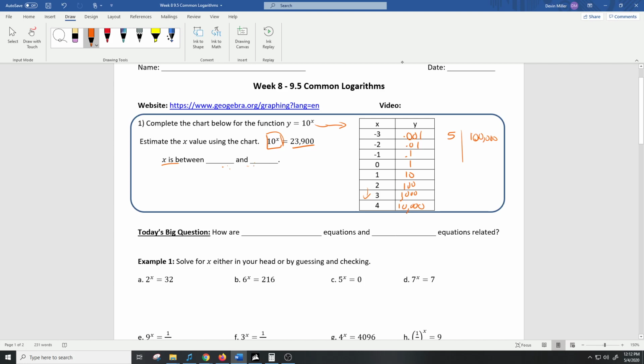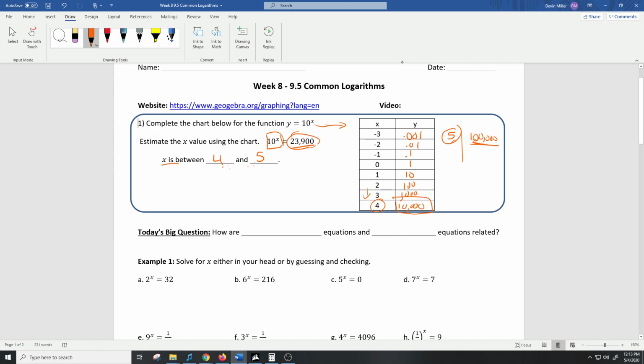If we look at the fourth power, 10 to the fourth, you get 10,000. That's not quite high enough, but it is close enough to the next number, which is 5, at 100,000. So we know that if we use 4, we get 10,000. If we use 5, we get 100,000. So it has to be somewhere in between the numbers 4 and 5. Now it's probably going to be closer to 4 because 23,900 is closer to 10,000 than it is to 100,000. So it might be something like 4.1 or 4.2, something like that.